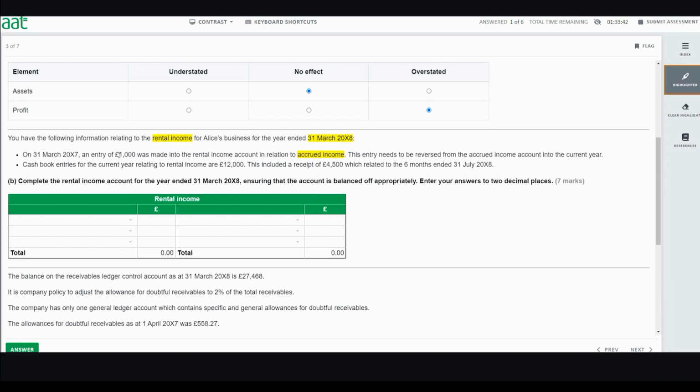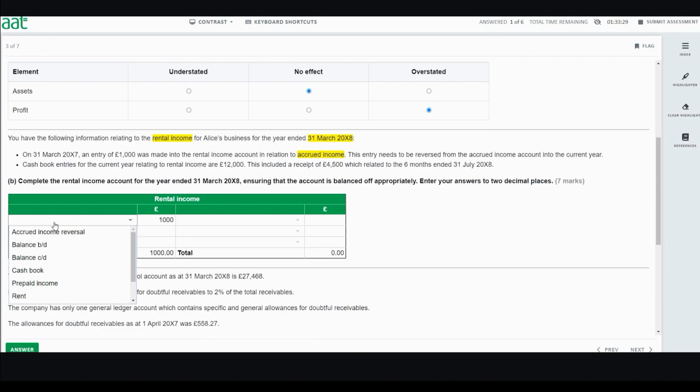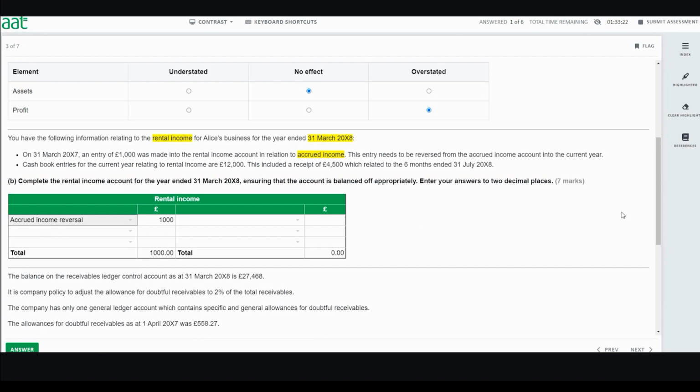So the first thing you need to do now is realise that the £1,000 has to be reversed, okay? And so it's got to be on the opposite side. So it's accrued income reversal. Okay, so if you do it as you go along, you're not going to panic yourself and you've not got too much to think about.